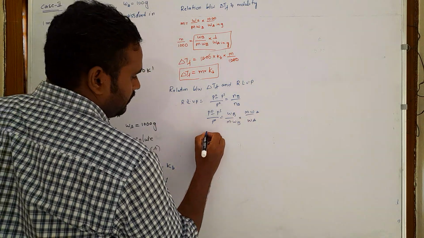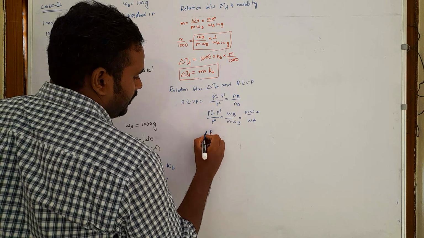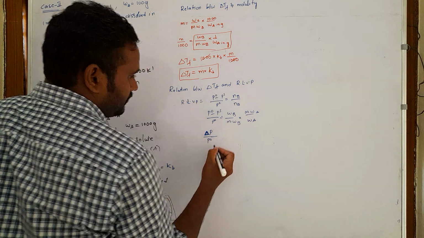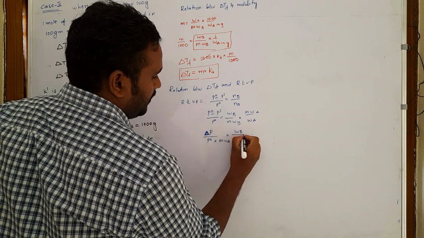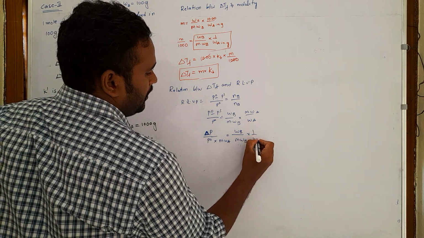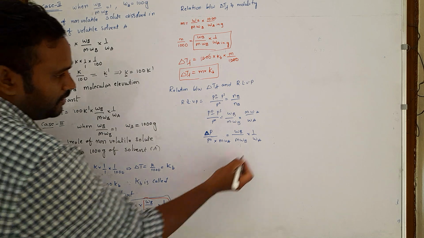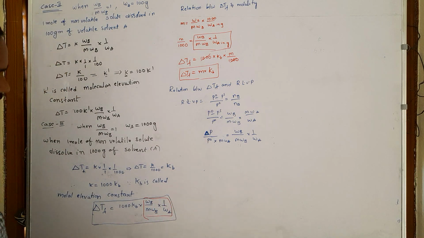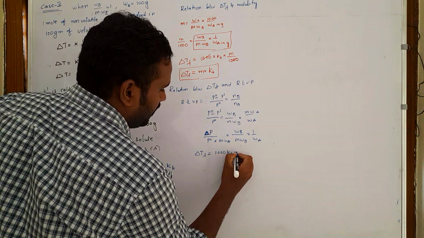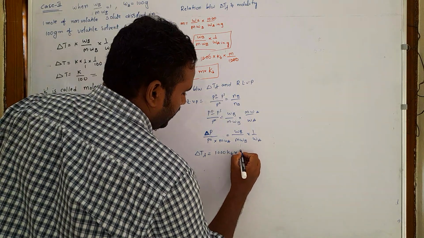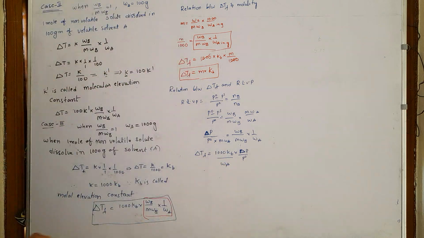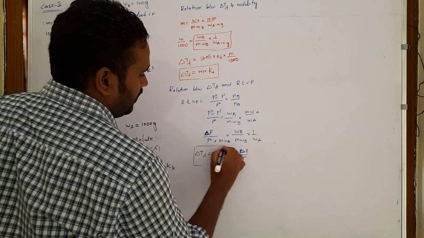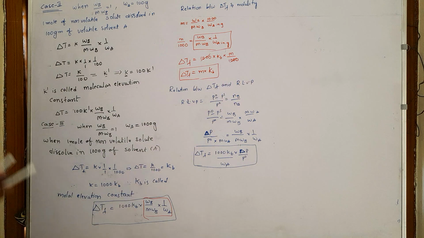So you send this molecular weight to this side. So we already know P naught minus PS is equal to delta P, by P naught divided by molecular weight of A, that is equal to weight of B by molecular weight of B into 1 by weight of A. So here also this part and this part are the same, so you can substitute this part in the place of this one. Therefore delta TF is equal to 1000 into KB into delta P by P naught by weight of A. So this is the relation between delta TF and RLVP.